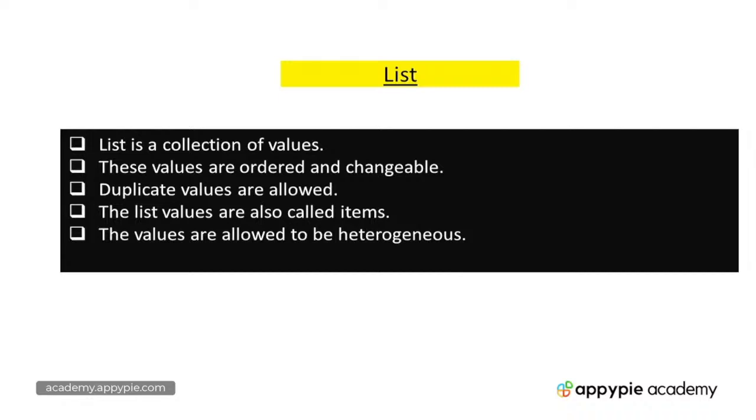The values are allowed to be heterogeneous. Now, what is this heterogeneous? Heterogeneous means the values that you put into a list can belong to different data types. They need not belong to the same data type. The items are placed inside square brackets. In the next lecture, I am going to show you how to use lists programmatically. We will be writing programs and we will see how to use the list and access its items.